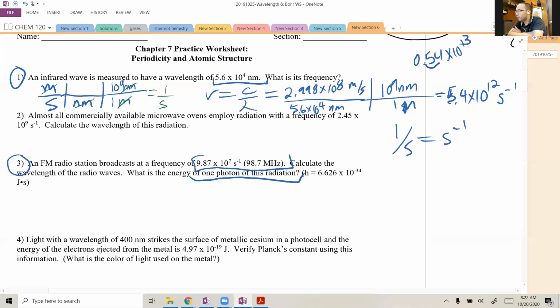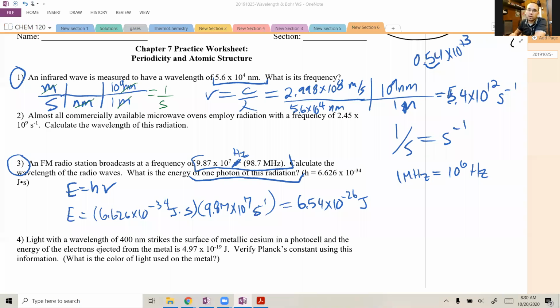All right, so we have 6.54 times 10 to the negative 26. Now that's a number. We should have a unit with it for it to be an answer. So what should our unit be? Joules, very good. So that is what we're looking for.